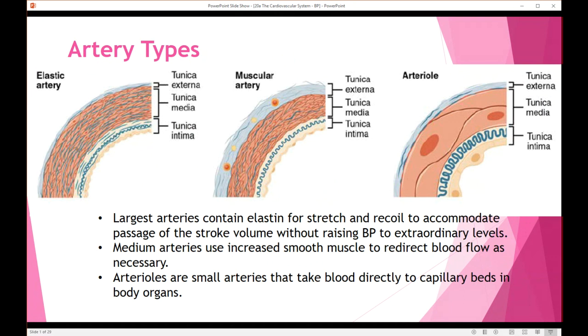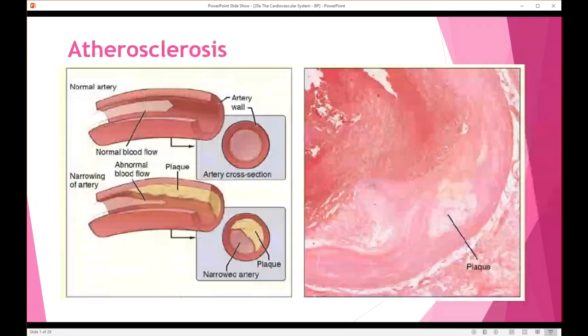We have our muscular arteries, and then we have the arterioles, which are going to be the smallest ones. We have some medium arteries. They're going to have an increased layer of smooth muscle. They help to redirect that blood flow as necessary. And then here's the arteriole. This is our small arteries that's going to take the blood directly to the capillary beds within the body organs.